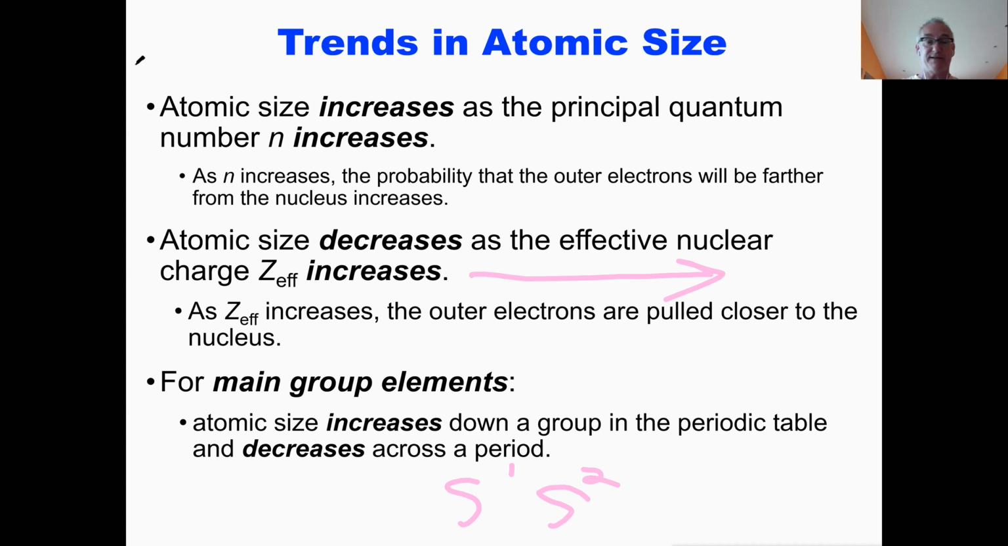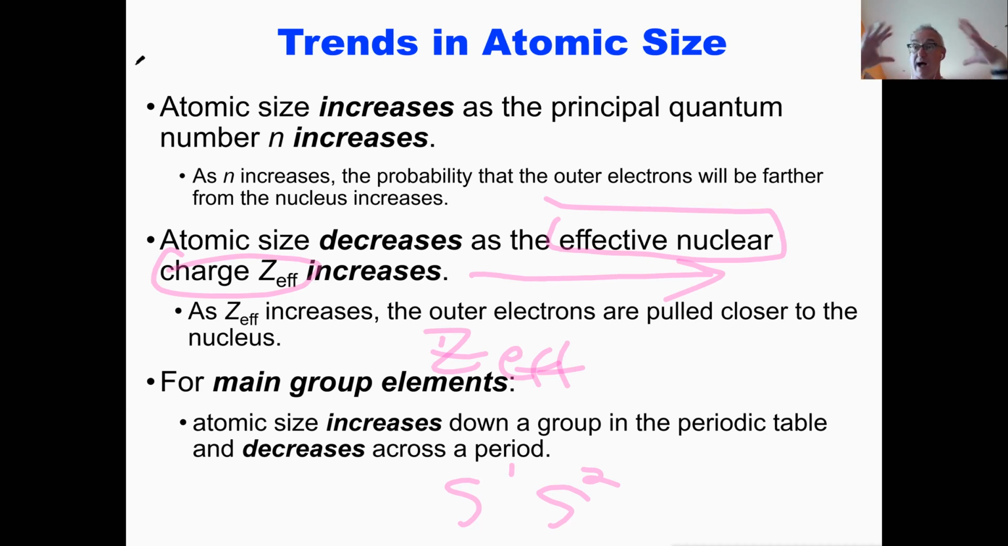So what actually happens is that something called the effective nuclear charge, or Z effective, increases as we go across. Basically what that means is we get a bigger and bigger nucleus, while the size of our electron cloud does not get any bigger. So this bigger and bigger nucleus pulls harder and harder on those electrons, which aren't any further away, and actually pulls them closer to the nucleus.